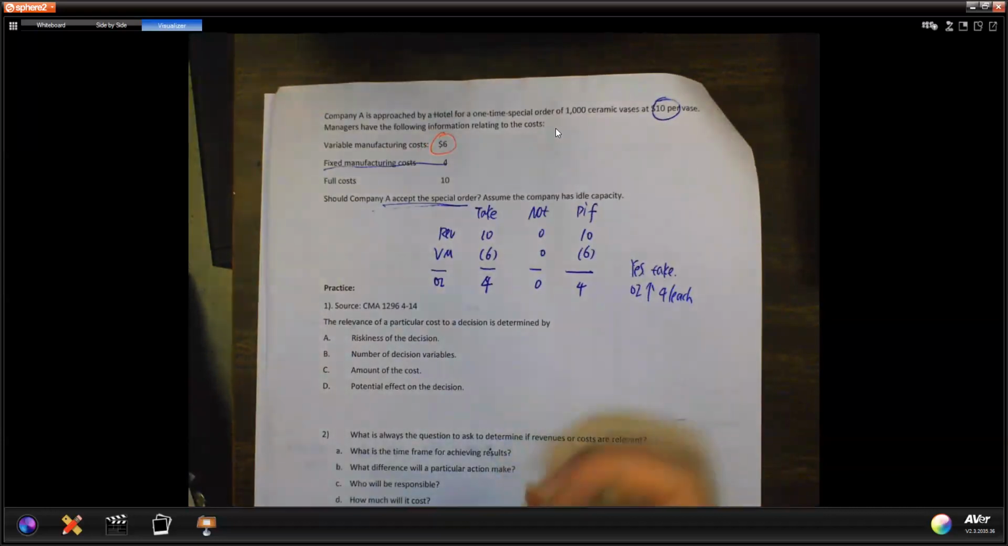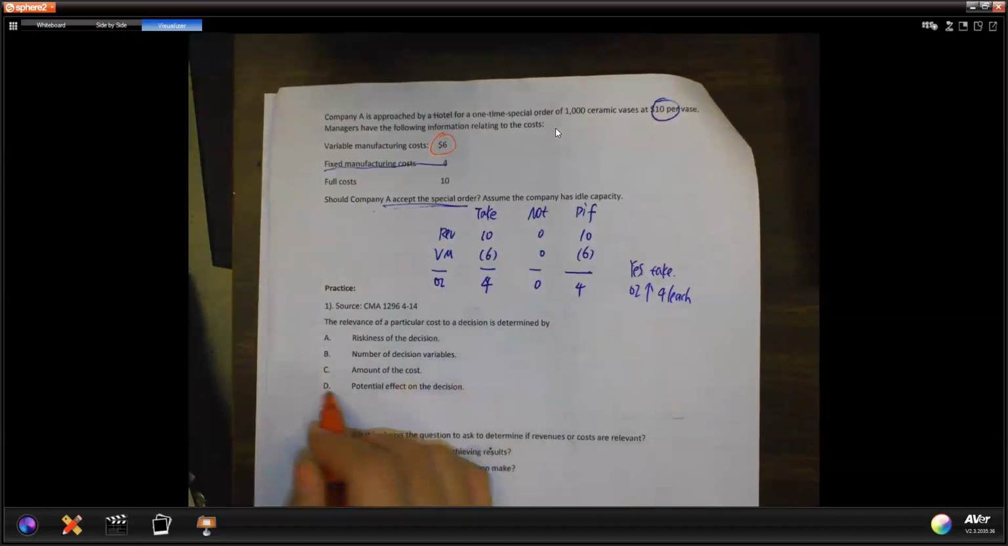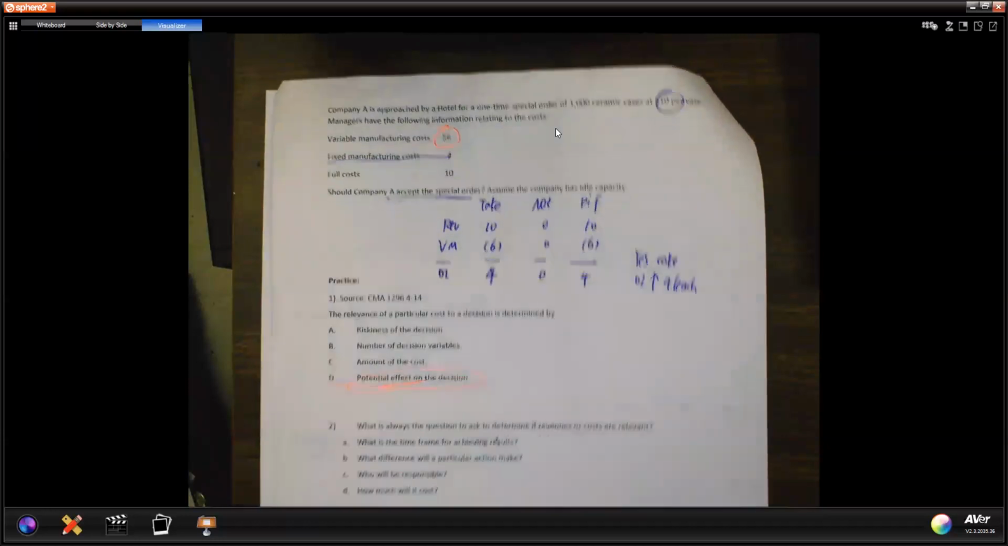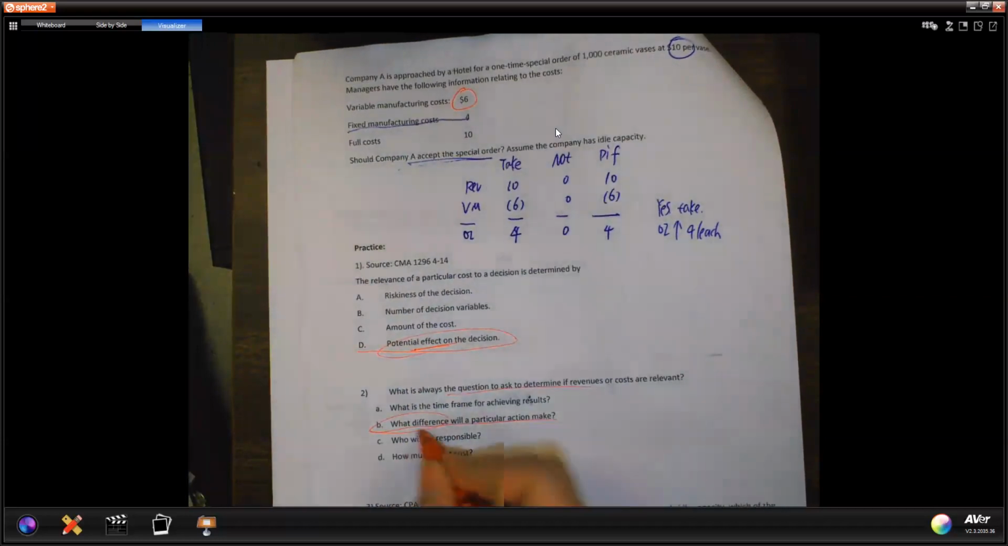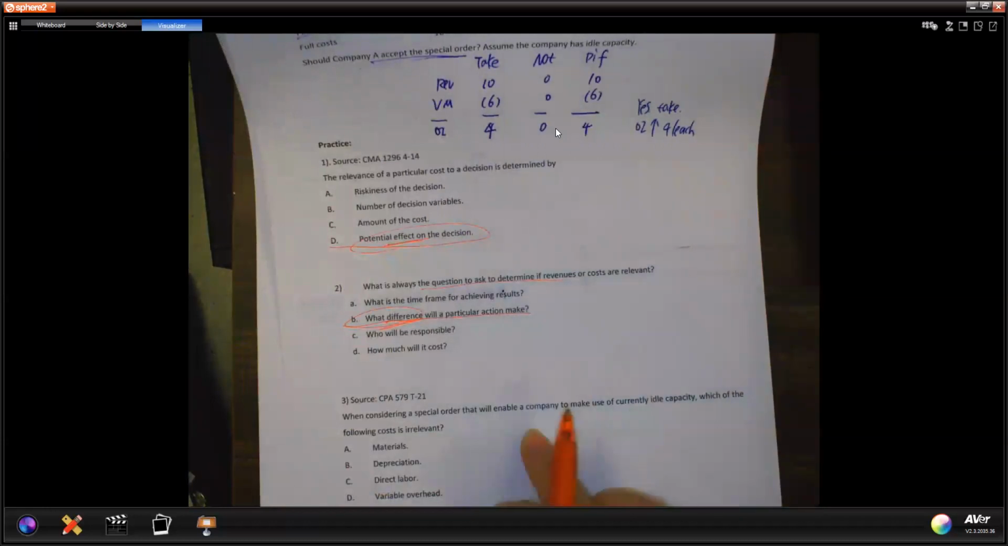Okay, next one. Relevance is determined by the effect on your decision, right? Whether my note is useful or relevant depends on whether it has an effect on your question solving. If it helps, then it's useful, it's relevant. If it doesn't help, then it's not relevant. Second, what's the question? We said, what's the difference it will make? We always think about what difference it will make.